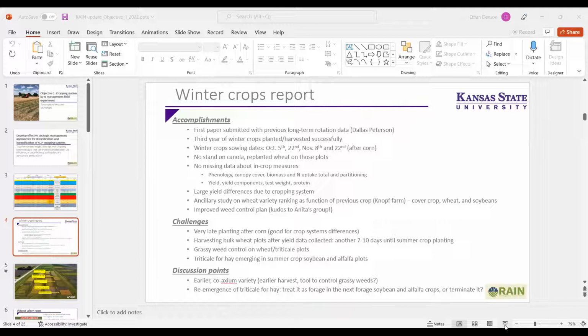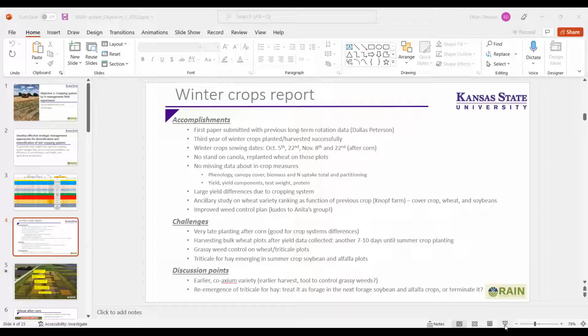That creates a very large range in planting dates for wheat, which causes large yield differences as well. So quite a bit of variability in the data, which is excellent for what we're looking at here. We also have an ancillary study that we're working with Justin Knopf on trying to understand how different wheat varieties rank in terms of previous crop. So whether we're following a wheat crop, a soybean crop, or a cover crop, right? How do those 30 different wheat varieties rank? And should we be considering that when we're doing a variety selection?